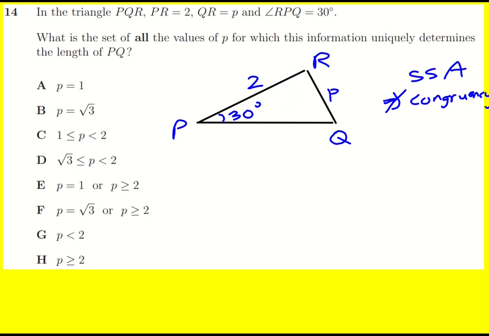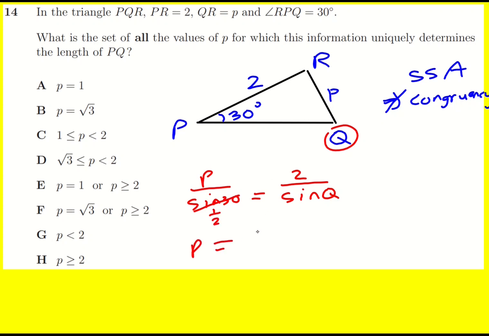So this value of P, for example, would not give me a unique length of PQ because, as you saw, I could have two different lengths. And it's really all about the angle Q, which I'm now going to show you. We can use the sine rule and write down that P divided by sine 30 is equal to 2 divided by sine Q. Now sine 30 is actually a half. So if I times through by that, I'm going to get P equal to 1 over sine Q.